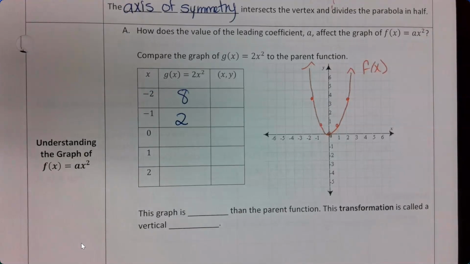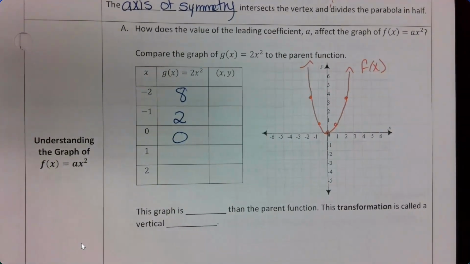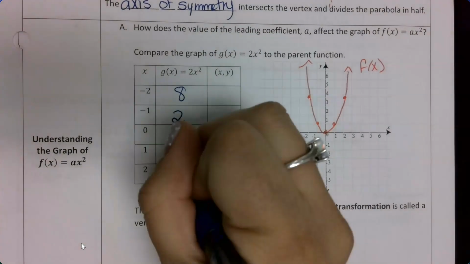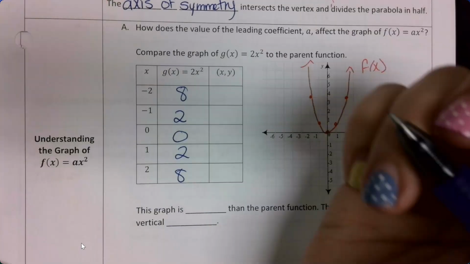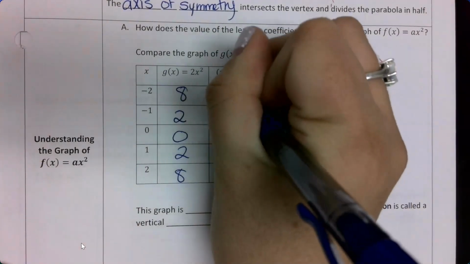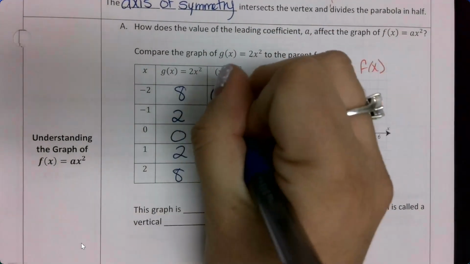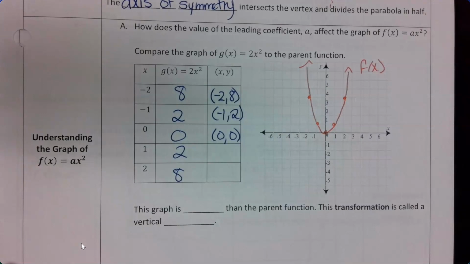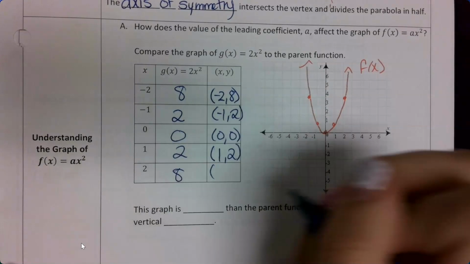What do I get when I plug in 0? And 1? Now I want to go ahead and write my coordinate points out. So my first one's going to be negative 2, 8. What's my next one? My next one? My next one? 1, 2. And then my last one? 2, 8.